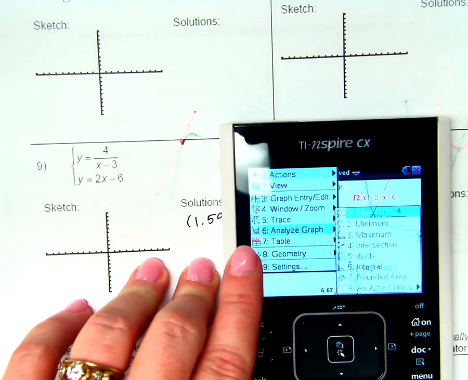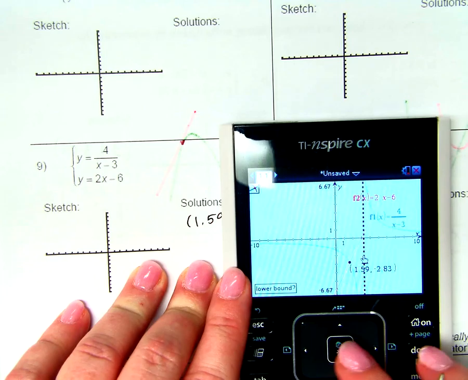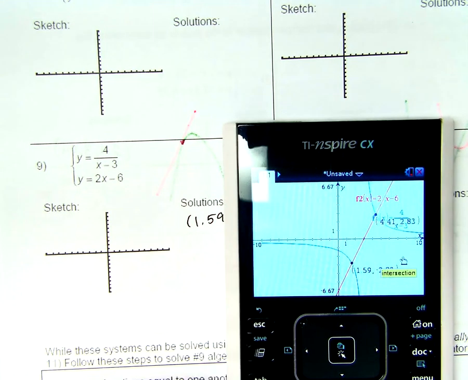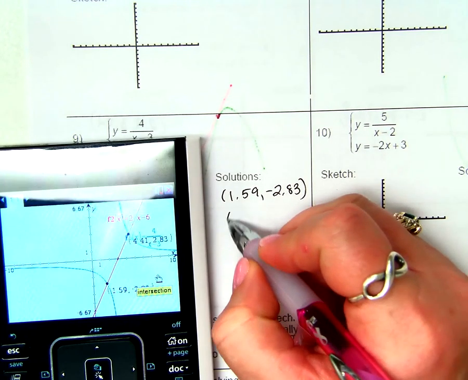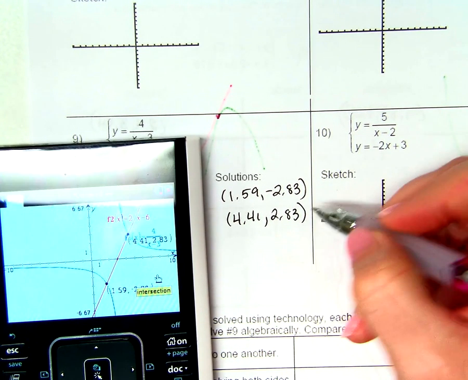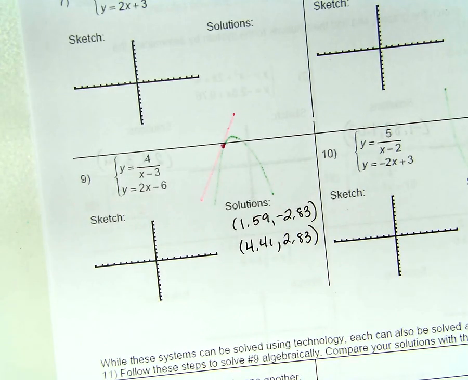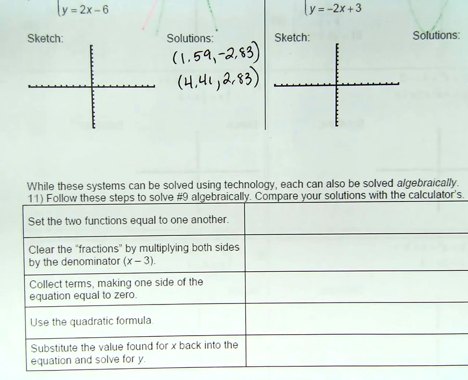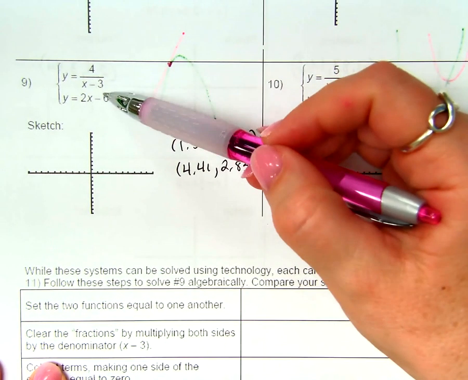Menu, analyze intersection, left side, right side. My other solution is 4.41, 2.83. Okay? I'll let you sketch that later on. All right? But if we're solving this by these rules, first of all, it says set the two functions equal to each other. Why in the world would we do that? Why would I set these two functions equal to each other?